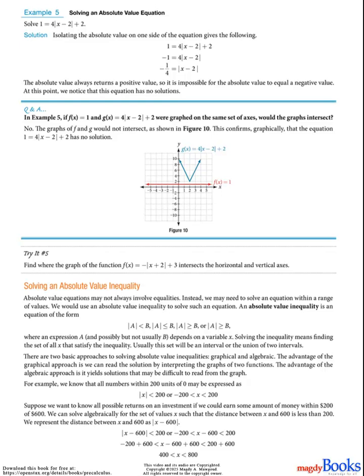Try it number 5. Find where the graph of the function f of x equals negative the absolute value of x plus 2, plus 3, intersects the horizontal and vertical axes.